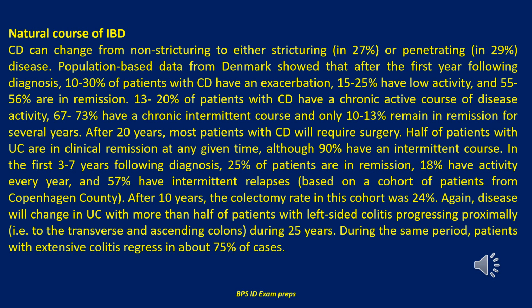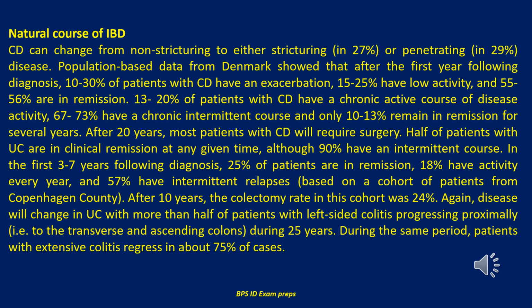13 to 20% of patients with Crohn's disease have a chronic active course of disease activity, 67 to 73% have a chronic intermittent course, and only 10 to 13% remain in remission for several years. After 20 years, most patients with Crohn's disease will require surgery.